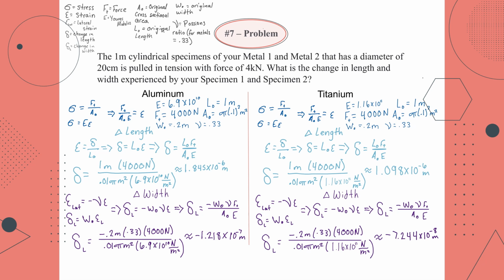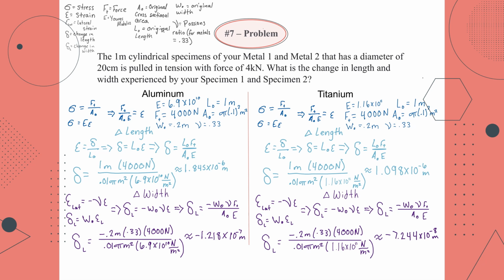Now let's start with the aluminum specimen. The key formula we'll use here is stress equals force divided by original cross-sectional area, which equals Young's modulus multiplied by strain. By rearranging this formula, we can get strain equals force divided by original cross-sectional area times Young's modulus. Next, if we look at the change in length specifically, we can use the relationship between deformation, strain, and original length and rearrange to get deformation equals original length times strain.